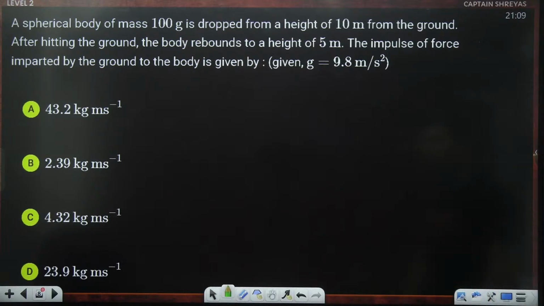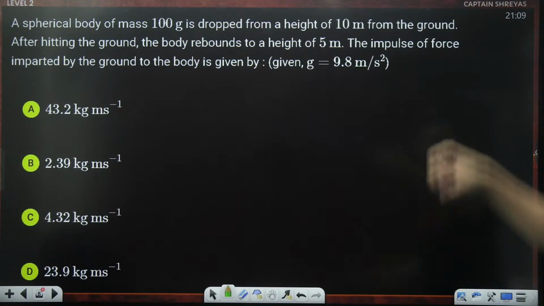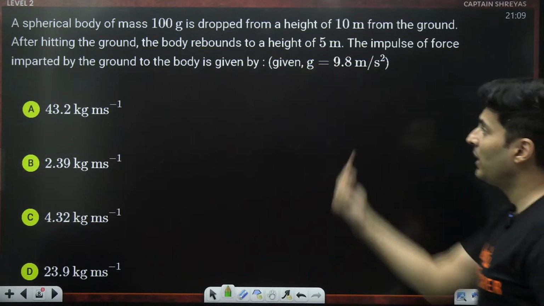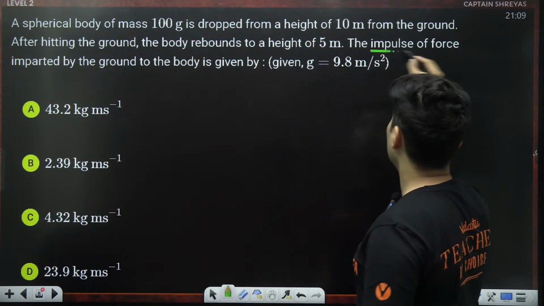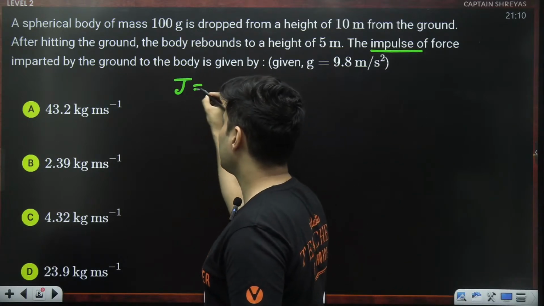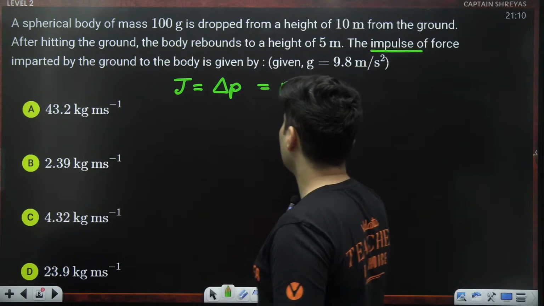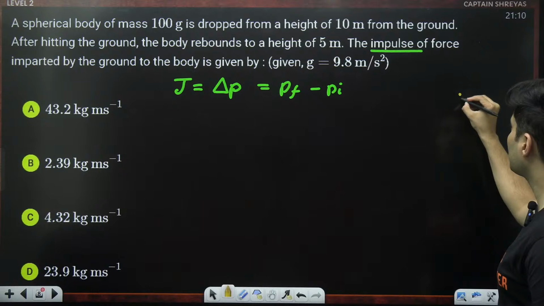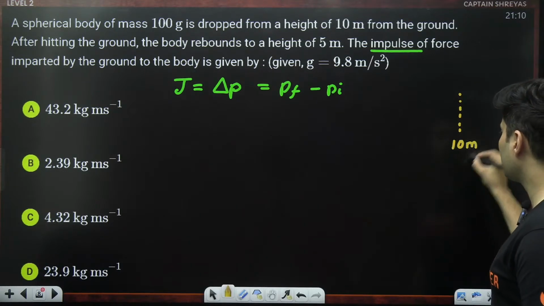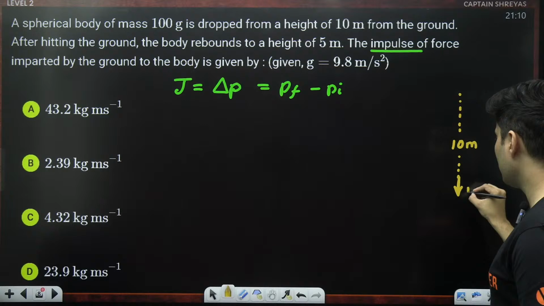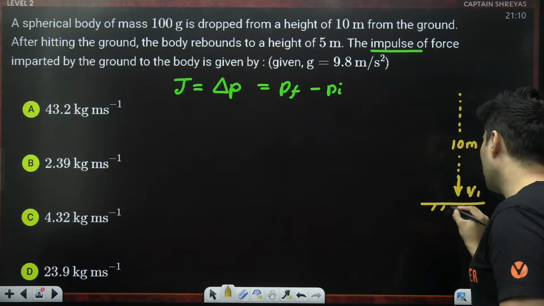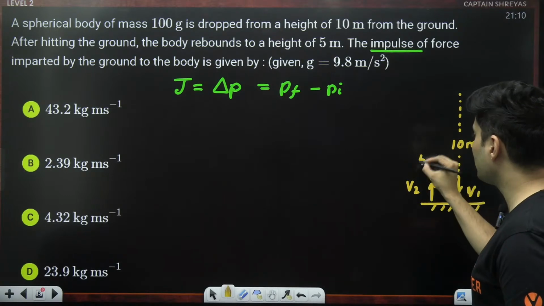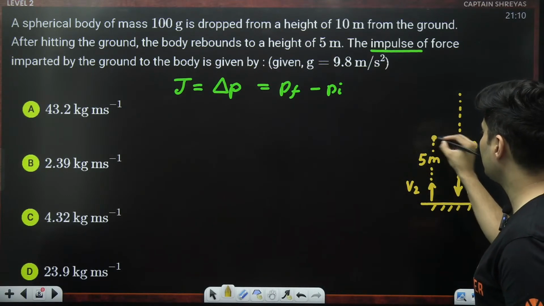A spherical body of mass 100 gram is dropped from a height of 10 meter from the ground. After hitting the ground, the body rebounds to 5 meters. Find the impulse imparted by the ground on the body. Now remember, impulse, J or I, is nothing but change in momentum, which is final momentum minus initial momentum. Clearly, from this diagram, it was dropped from a height of 10 meters, so it hits the ground with certain speed v1. From the ground, it rebounds with a different speed v2, and it only goes till a height of 5 meters. That is what it is.